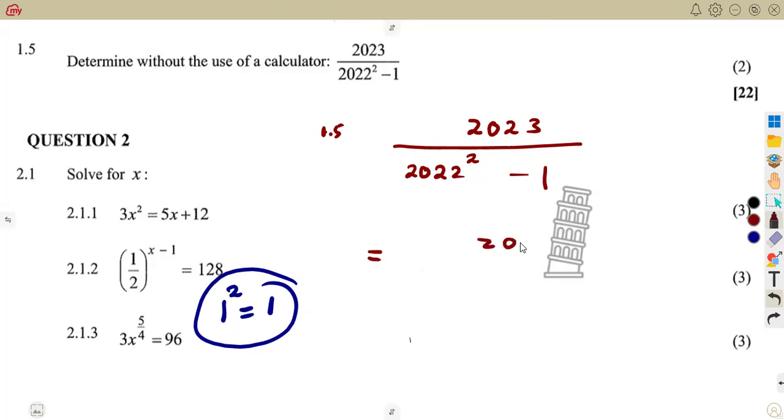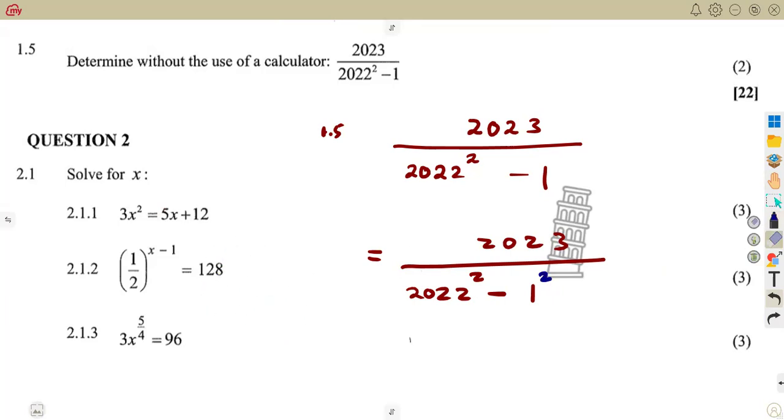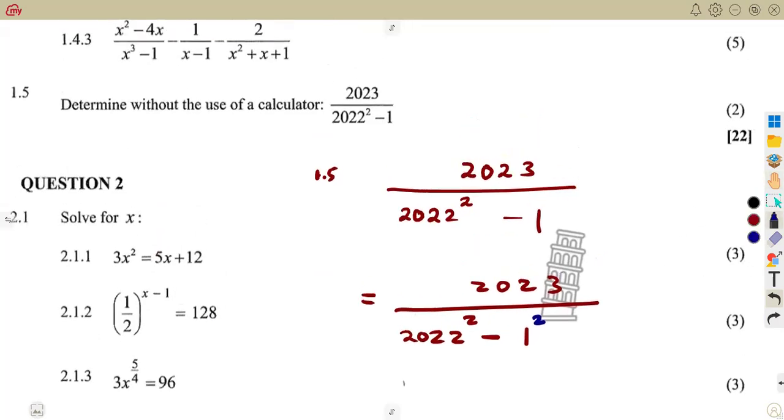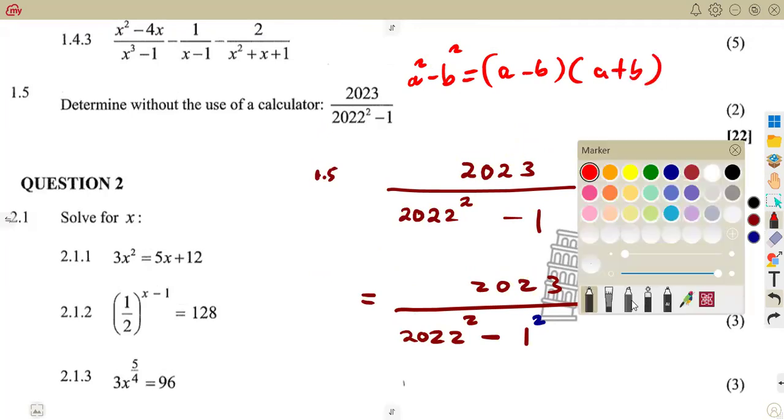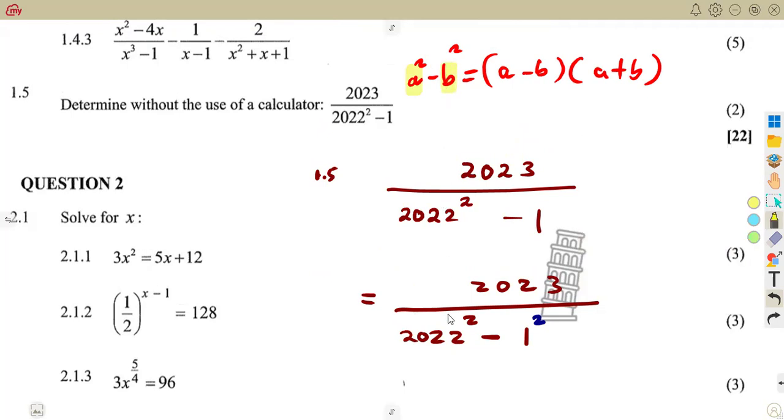Why? I can write this as 2023 over 2022 squared minus 1. 1 is the same as 1 squared. 1 squared is 1. I haven't changed anything. But I'm just trying to figure out the difference of 2 squares concept that I explained before, a squared minus b squared. It's a minus b into a plus b. So understanding this is important, a and b. So this is our a and this is our b.